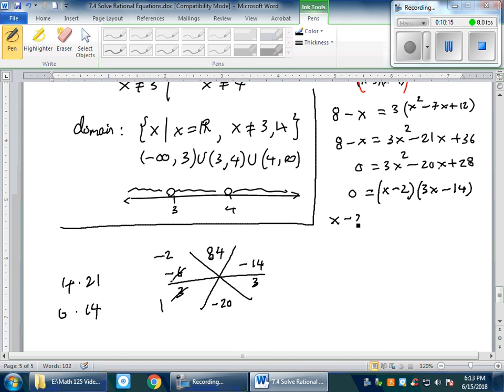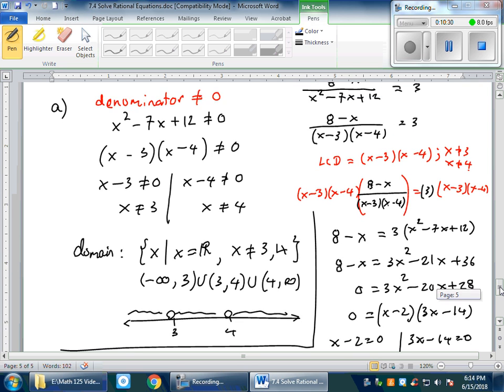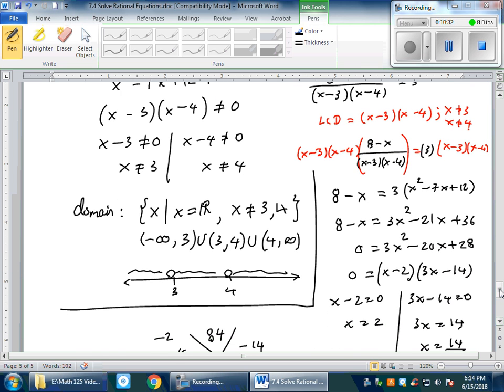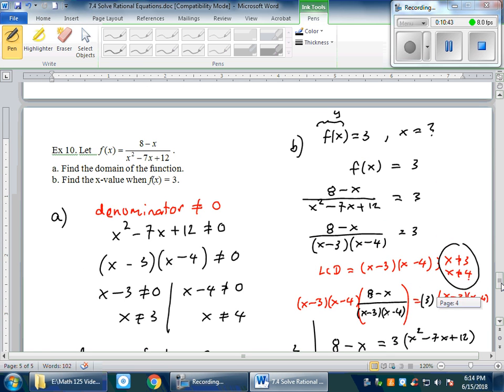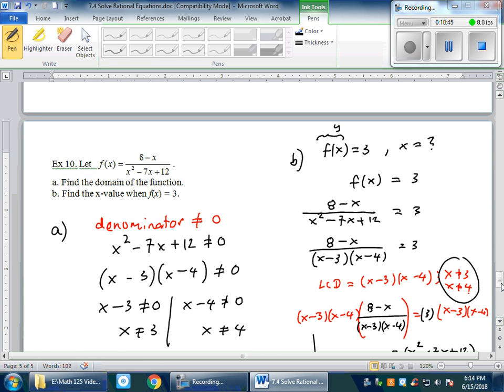Using the zero factor property, I can split it into two cases. So x is equal to 2, and 3x is equal to 14, so x is equal to 14 over 3. Now checking, since none of these values are my restrictions, I can say that my final answer will be 2 and 14 over 3. Those are the x values that give f of x equal to 3. And this will end our session.